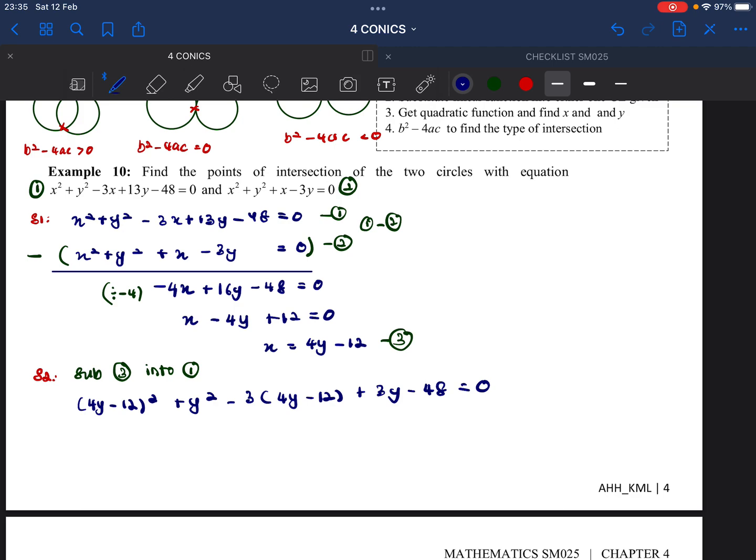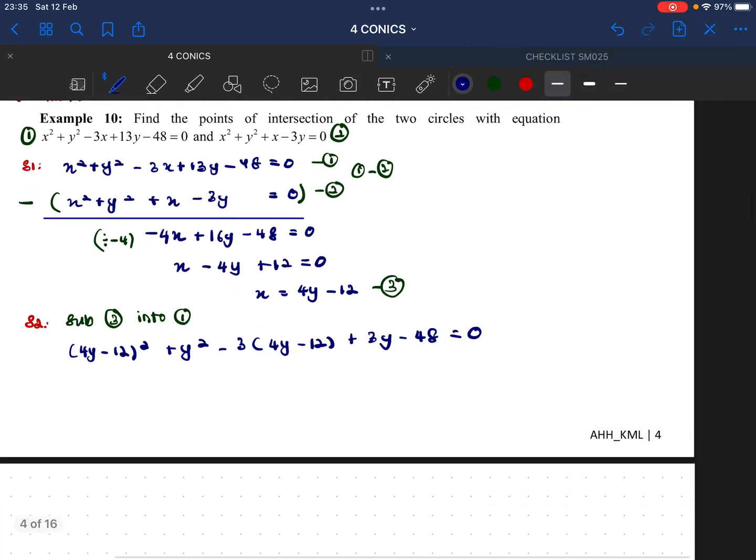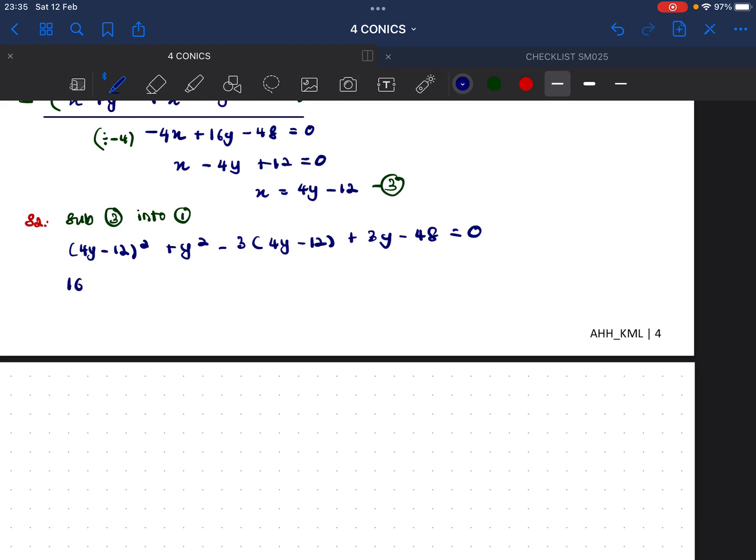Let's rearrange everything. We are going to get 16y square minus 2 times 4y times negative 12, that will get us negative 96y, and 12 square is 144. Here we have plus y square minus 12y, minus negative 12 times 3 that will get us plus 36, plus 3y minus 48 equals 0. So now let's simplify everything.